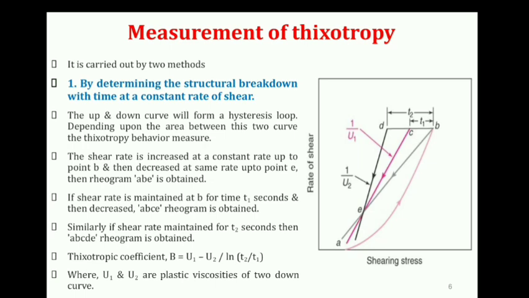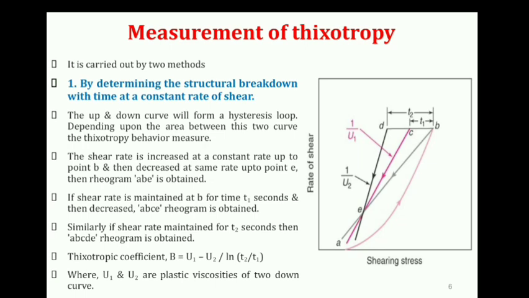At point B, suppose it is held for t1 time, the rate of shear remains constant, so it goes to point C. The shearing stress decreases while the rate of shear remains constant, and after that, suppose after 5 minutes, converted into seconds, if you decrease the value again, you will obtain the downward curve, that is CE.